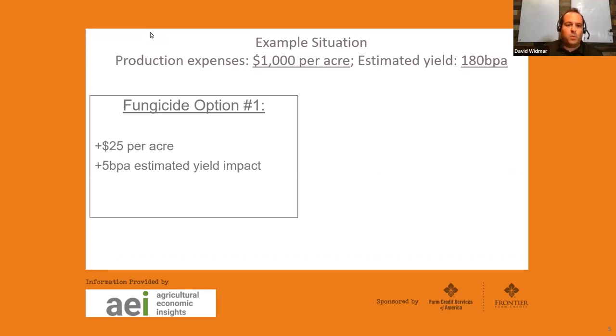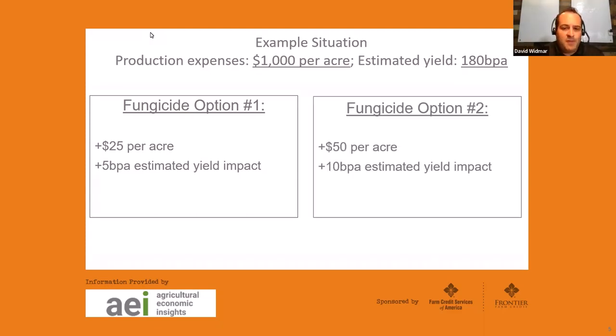Fungicide option number one costs $25 per acre in expense, and it's going to add 5 bushels per acre in estimated yield. Option number two is $50 per acre in expense and a 10 bushel increase in estimated yield.